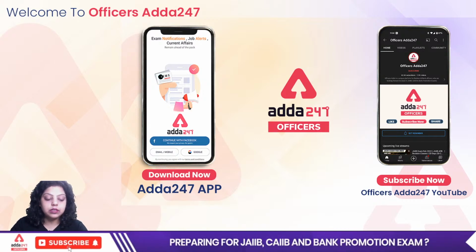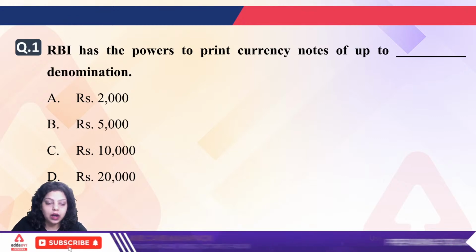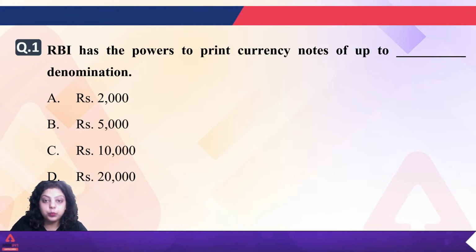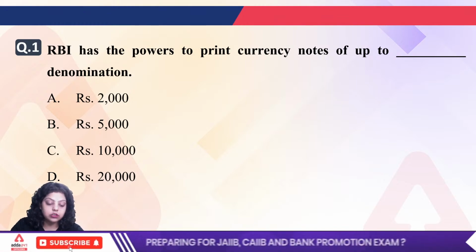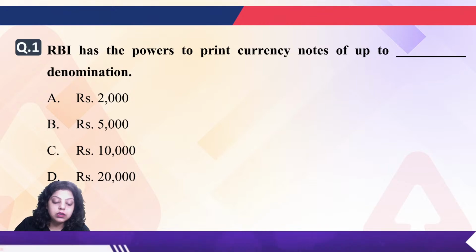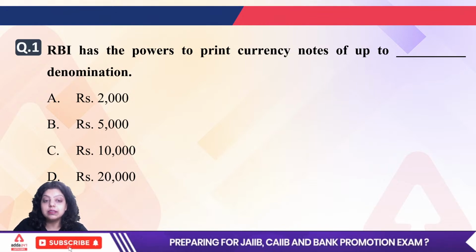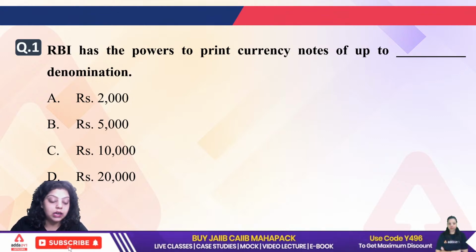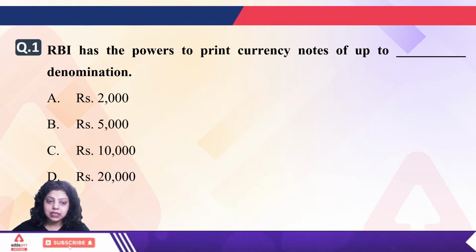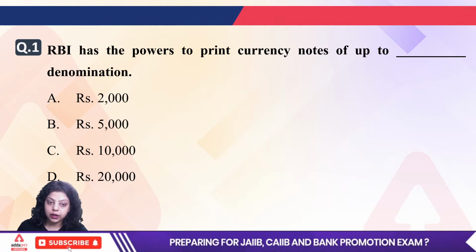Let's start with the first question, which is related to RBI. The question is asking that RBI has the power to print currency notes of up to dash denomination. Reserve Bank of India is the central bank of our country, headquartered at Mumbai. RBI controls the currency system, financial system and banking system of our country. RBI is the regulatory body of our financial system, mainly the banking system.